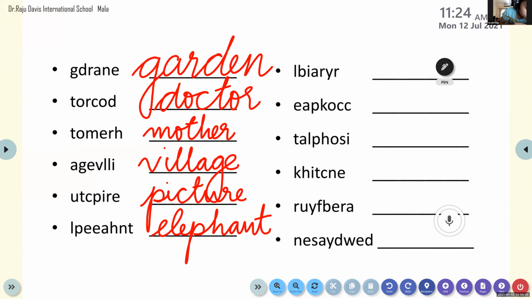L, D, I, A, R, Y, R. Okay, when we rearrange the letters into meaningful order, which word do we get there? Library. Library. Very good, Arati. It is lie, L-I. Lie. All of you please do write it. Bra, B-R-A. Bra-ri.